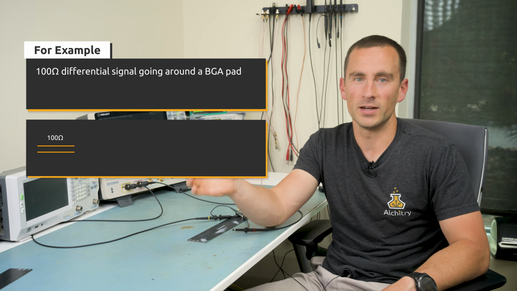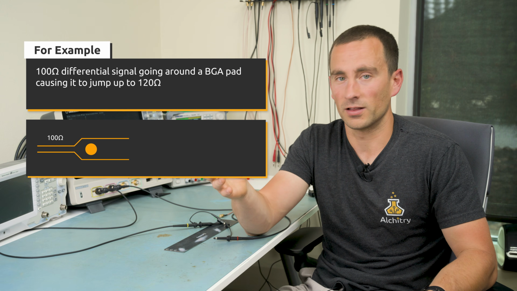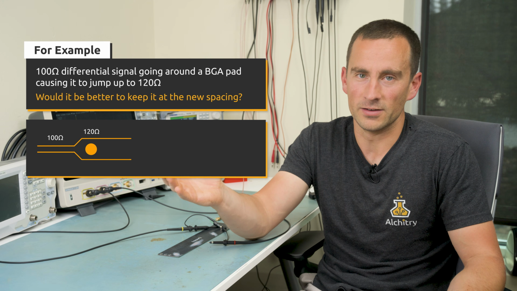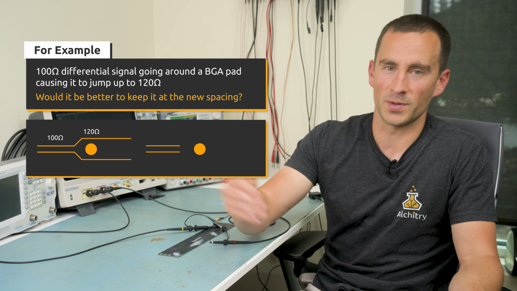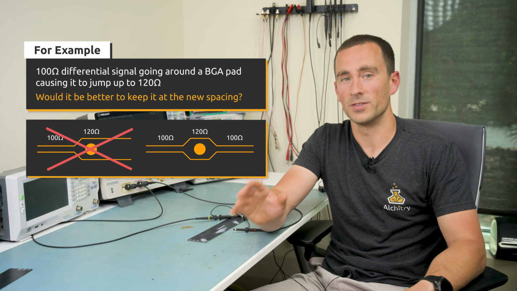So for example, if we had a 100 ohm differential signal and we needed it to go around something like a BGA pad, that would cause it to jump up to something like 120 ohms. Wouldn't it be better to just keep the trace at the new spacing, leaving it at 120 ohms, instead of bringing them back, causing it to have another mismatch going to 100 ohms? It turns out that no, this isn't better.